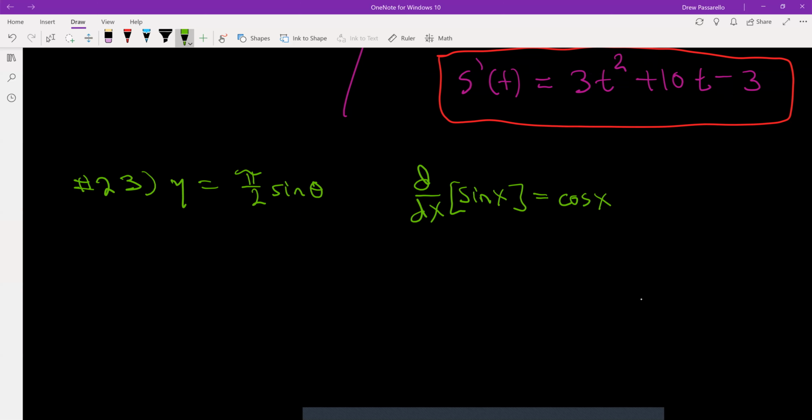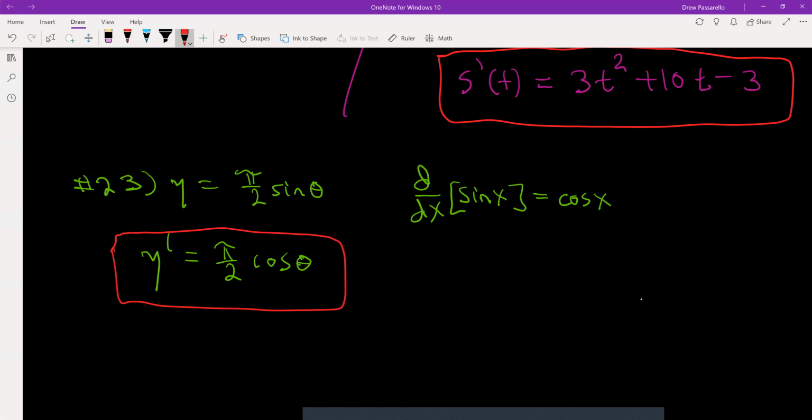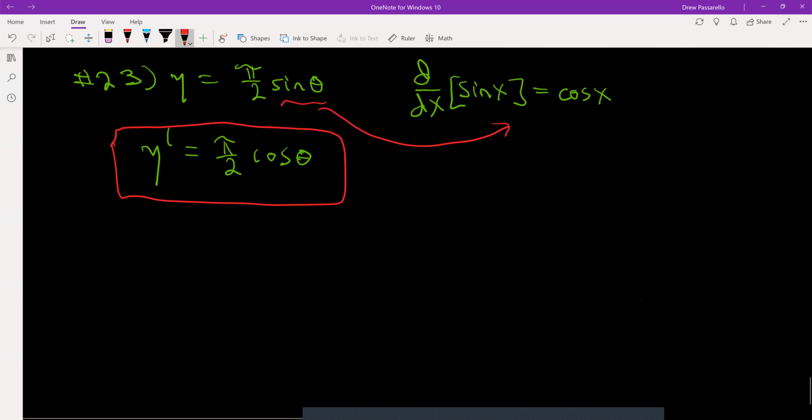And so for this one, it'd be y prime. And then pi over 2 is a constant, so I factor that out. And then focus on taking the derivative of sine. Well, derivative of sine is cosine. So this would be pi over 2 times cosine of theta. And then that's it. That's my answer. Again, the pi over 2 I factored out, and then I focus on taking the derivative of this, and that's cosine of x. All right, the next one, number 25.